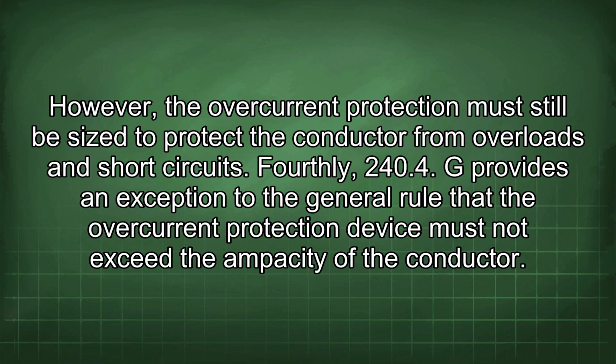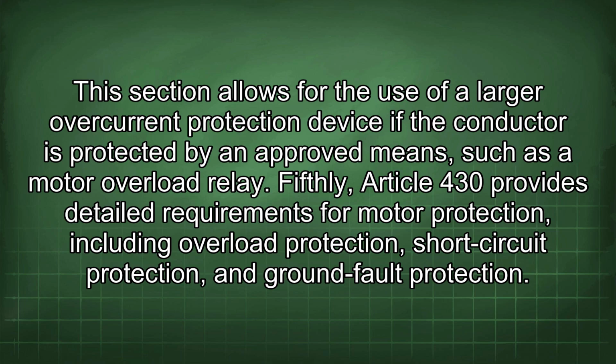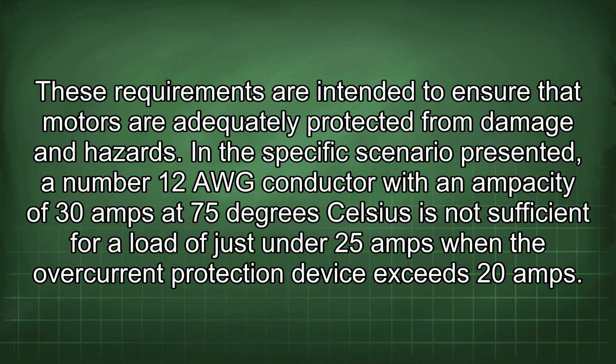Fourthly, 240.4 provides an exception to the general rule that the overcurrent protection device must not exceed the ampacity of the conductor. This section allows for the use of a larger overcurrent protection device if the conductor is protected by an approved means, such as a motor overload relay. Fifthly, Article 430 provides detailed requirements for motor protection, including overload protection, short-circuit protection, and ground fault protection. These requirements are intended to ensure that motors are adequately protected from damage and hazards.